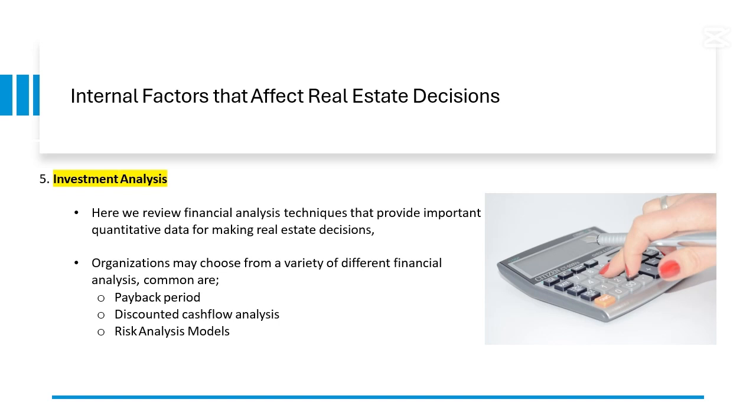This measures how long it will take for an investment to recover its initial cost through savings or revenue. For example, if a facility installs solar panels costing 50,000 dirhams and saves 10,000 annually on electricity, the payback period is 5 years. Next is discounted cash flow analysis.